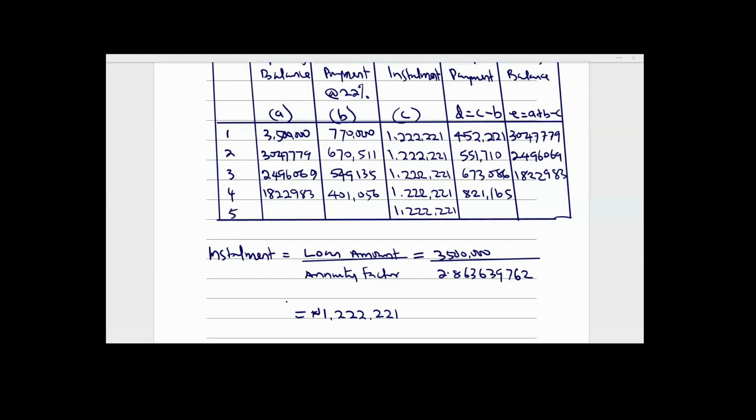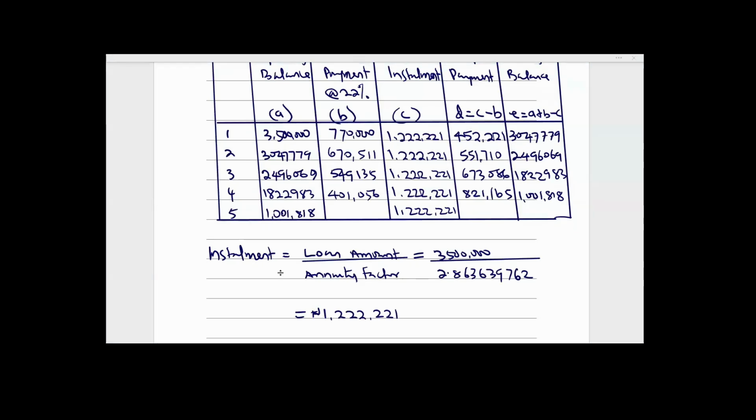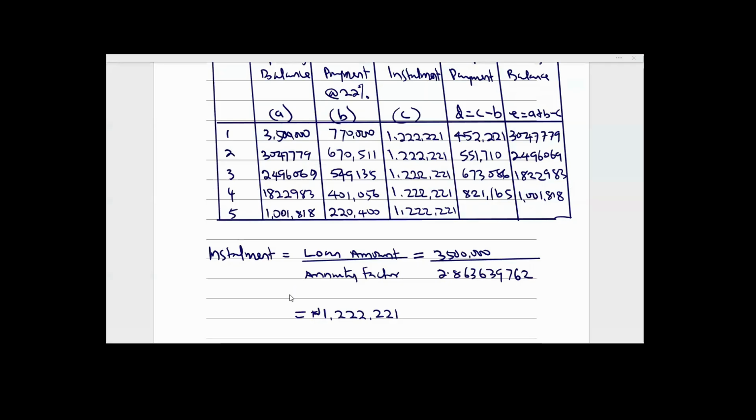821,165 minus the opening balance at the beginning of year 4, which is 1,822,983. That's 1,001,818. That's the closing balance, so it becomes the opening balance, 1,001,818. I will multiply that with the interest of 22%, multiply by 0.22. That will give us 220,400.